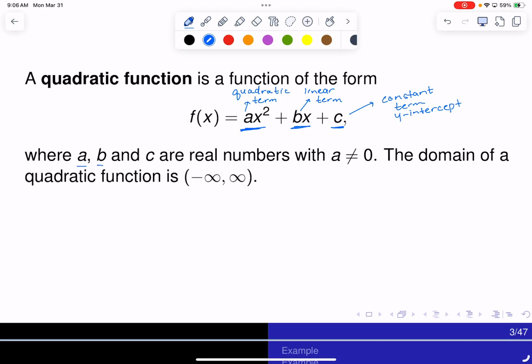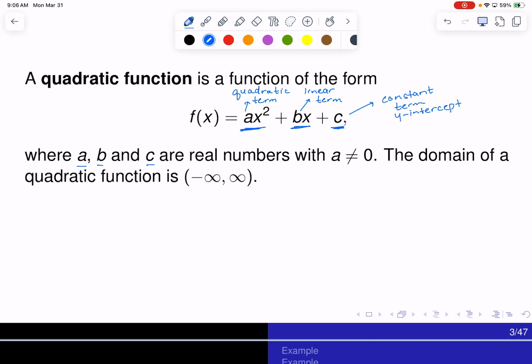Now, a, b, and c are real numbers. They can be any numbers. They're the coefficients. Everybody, what do we call the numbers in front of x squared, x, and the constant? What do we call them? Coefficients. Now, c is its own coefficient. So a constant, it's its own coefficient because there's no variable.